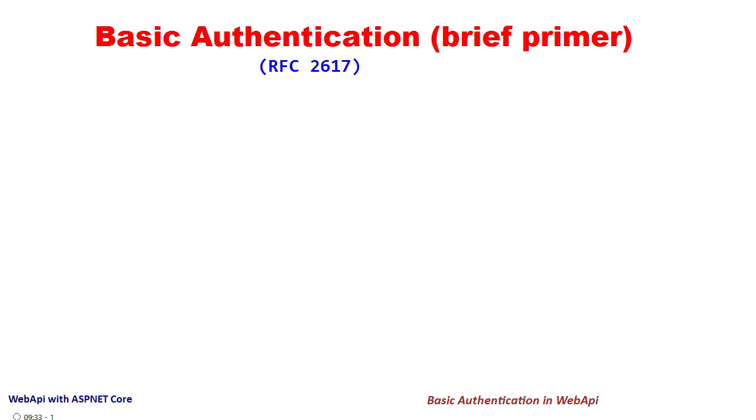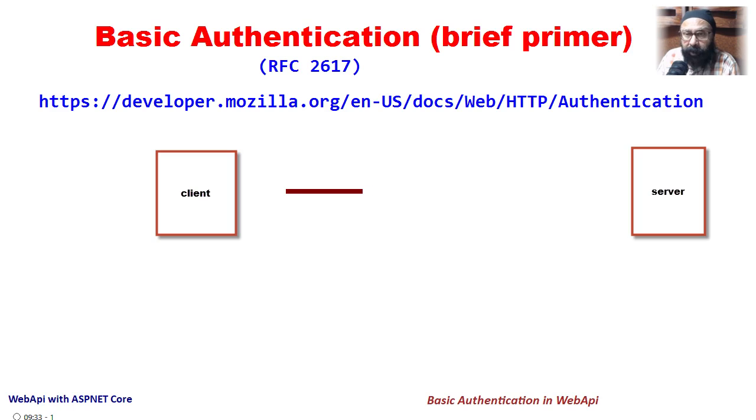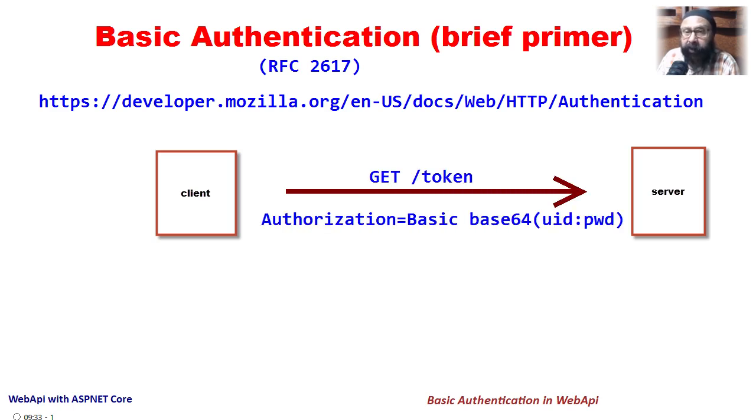Basic authentication is defined in a standard called RFC 2617. You can consider going through Mozilla developers documentation for a quick reading and the associated practical aspects. A user sends a GET request containing an authorization header in the format Basic space base64 of login and password. The login and password are separated by a colon. The server has to decode the header and it extracts the login and password and then authenticates the user.